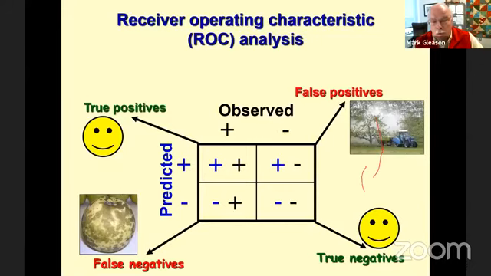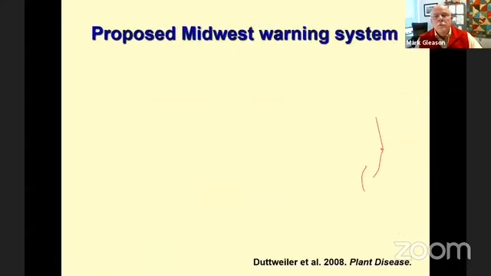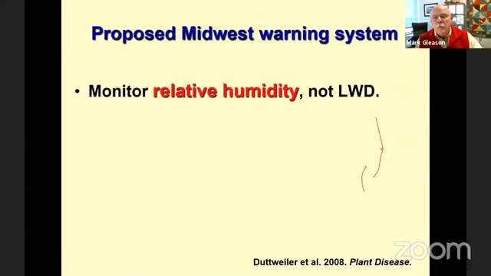So a good, reliable model must have the highest percentage of true positives and true negatives, but especially a very, very, very low rate of false negatives. This was our principle that we used to develop a new model for the upper Midwest for sooty blotch and fly speck. And this is what we proposed, based on essentially crunching the numbers.